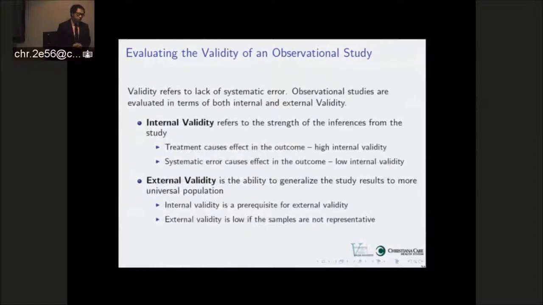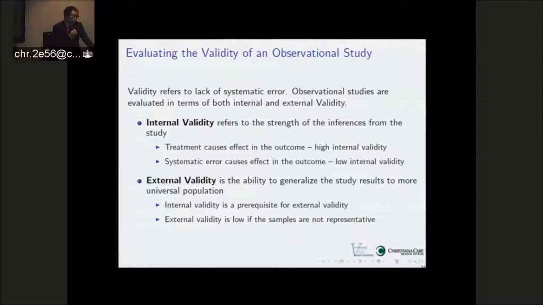So validity is also a big issue. Validity here refers to a lack of systematic error. Observational studies are evaluated in terms of both internal and external validity. Internal validity refers to the strength of the inference from the study. It partly depends on the data and partly depends on the model assumptions and analytical skills.